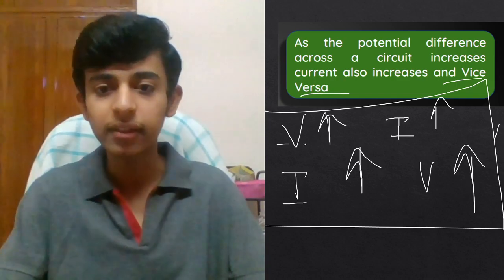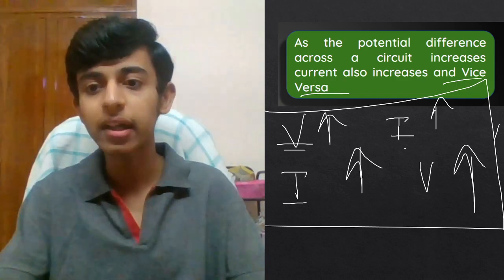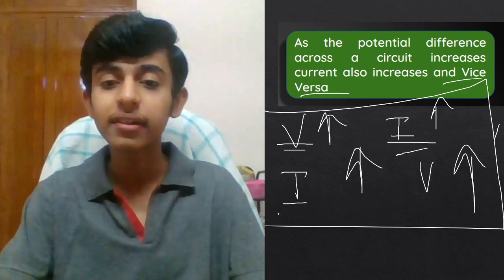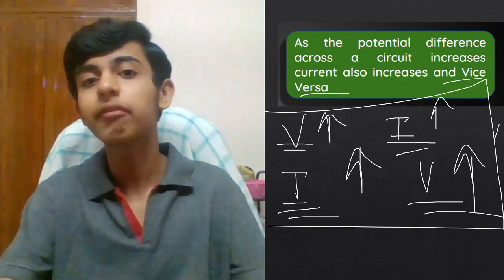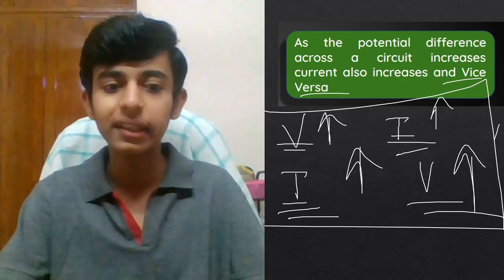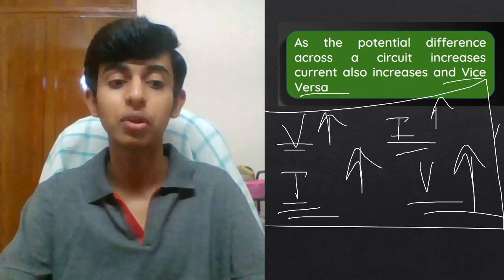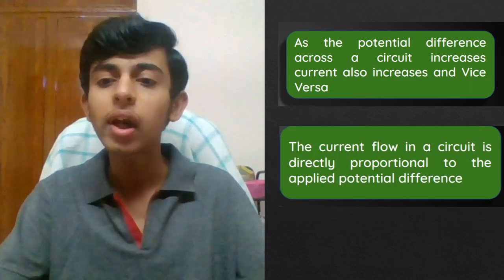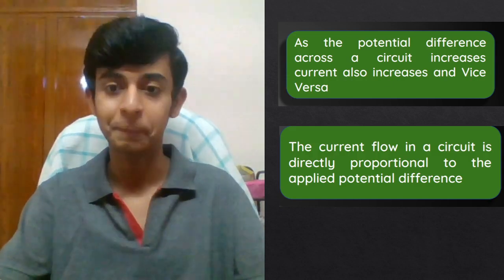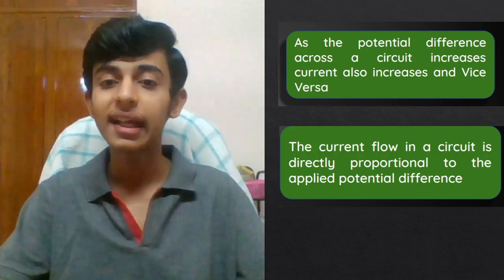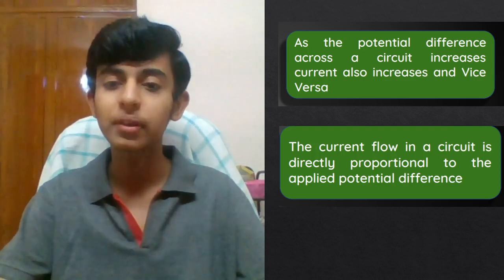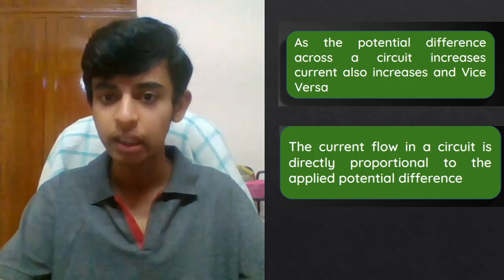It means if in a circuit the potential difference increases, current will automatically increase. And if in a circuit the current increases, potential difference will also automatically increase. It means we are able to see that there is a relationship between these. What is this relationship? This is direct proportionality. So we can understand that the current flow in a circuit is directly proportional to the applied potential difference.